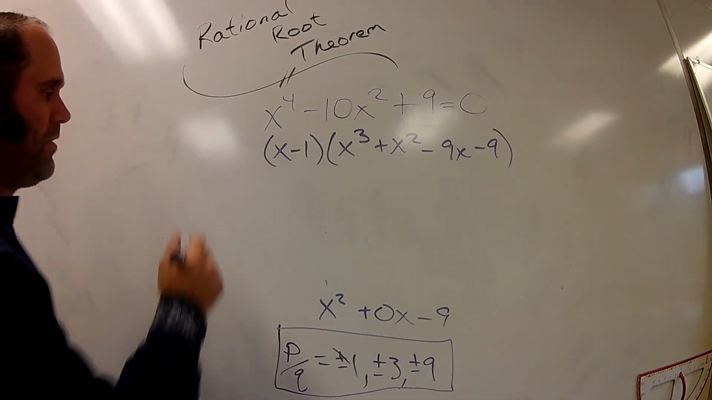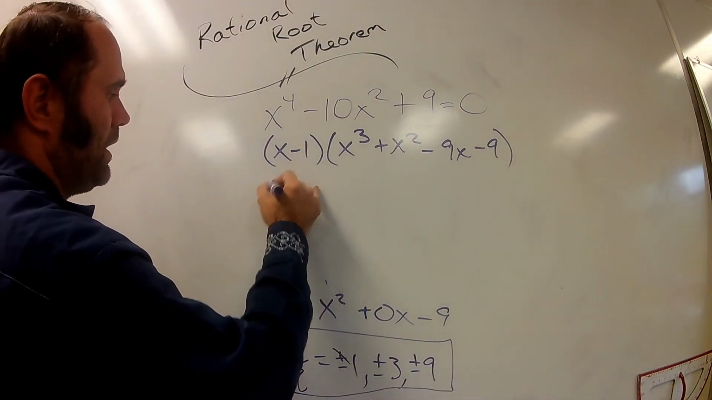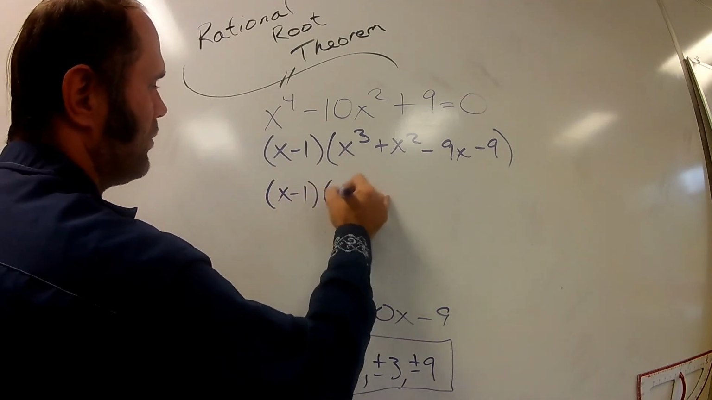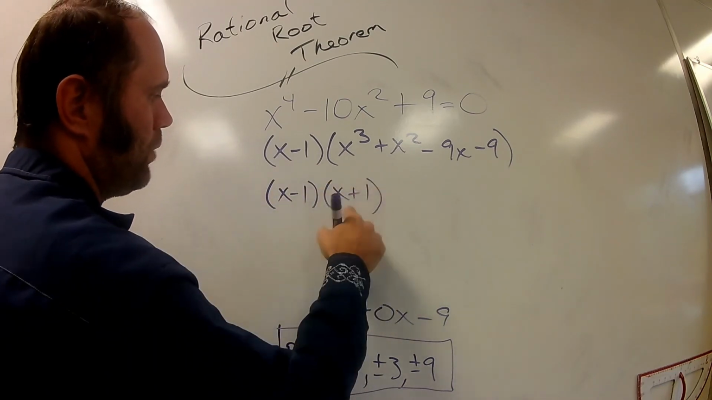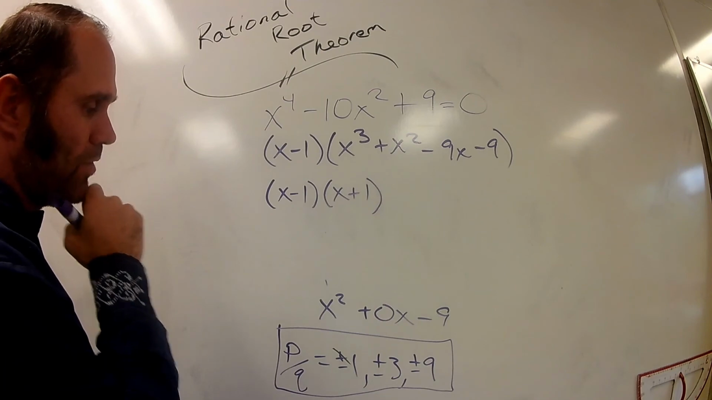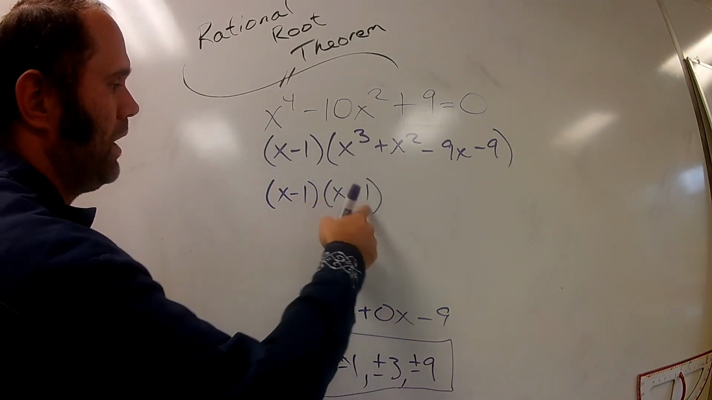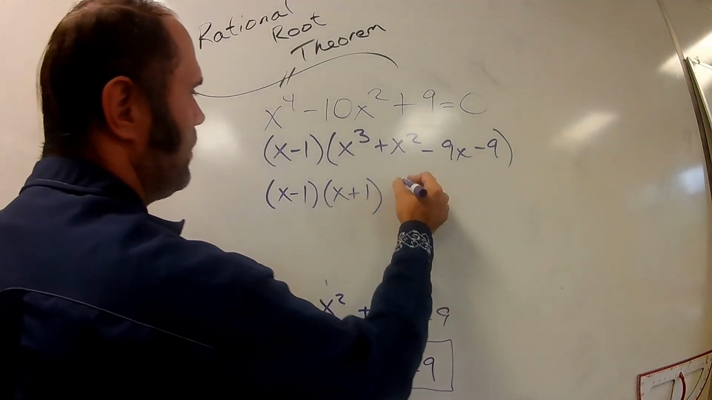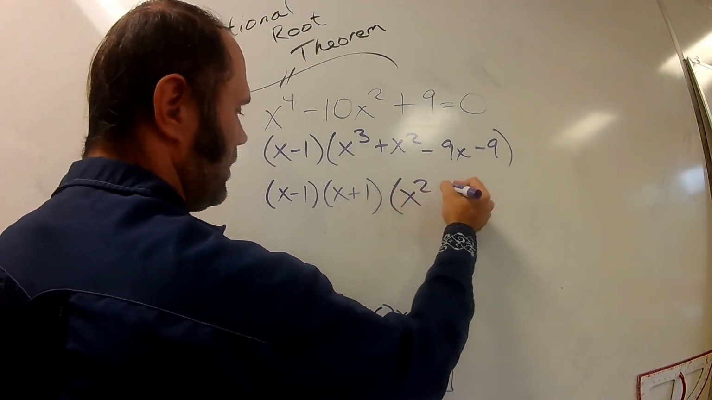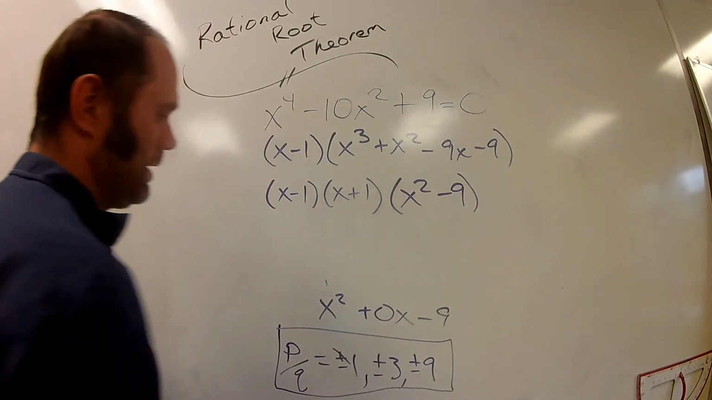Well, negative 1, that's x equals negative 1. So that must be x plus 1. X plus 1, if you subtract 1 from both sides, you get x equals negative 1. So the negative 1 worked. So positive 1 and negative 1. And then we have x squared minus 9.